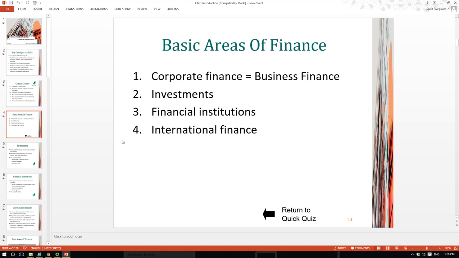And the second area is investments. As we know, most people have savings. Most people have a 401k plan or retirement plan.